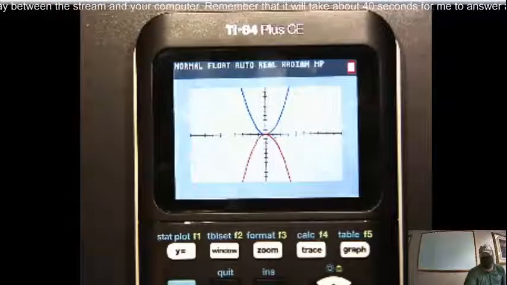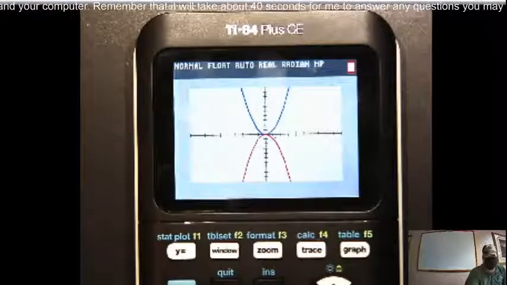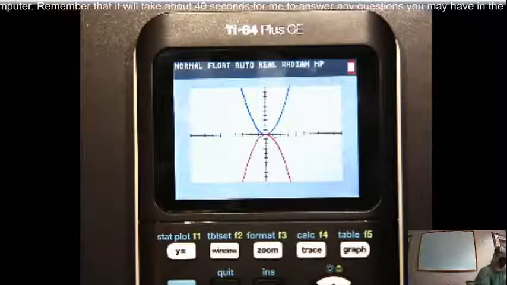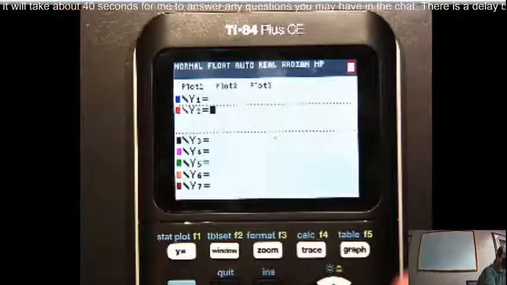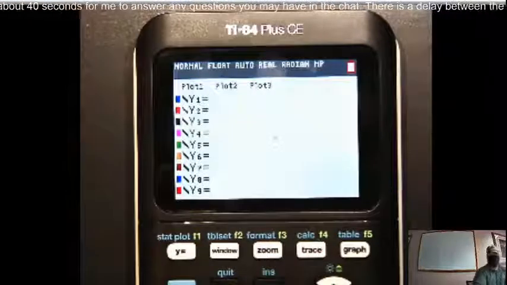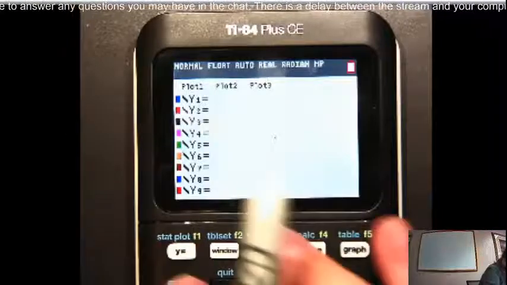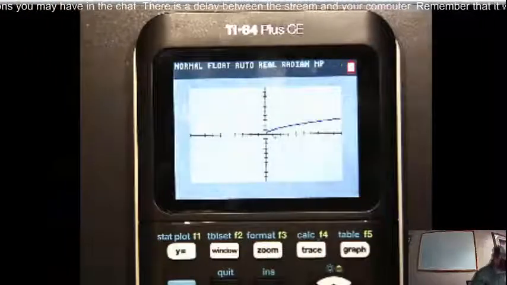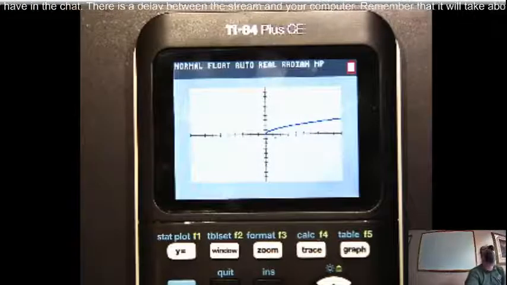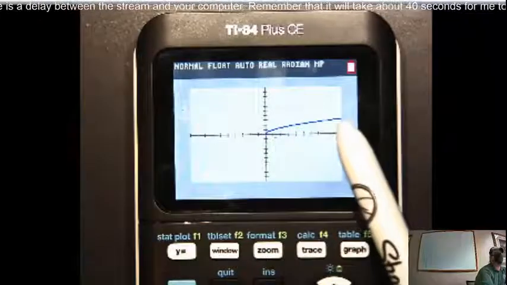So now let's take a look at that last one we had. g of x is the square root of x. So we have the square root of x, graph that, and again, we have just this half.